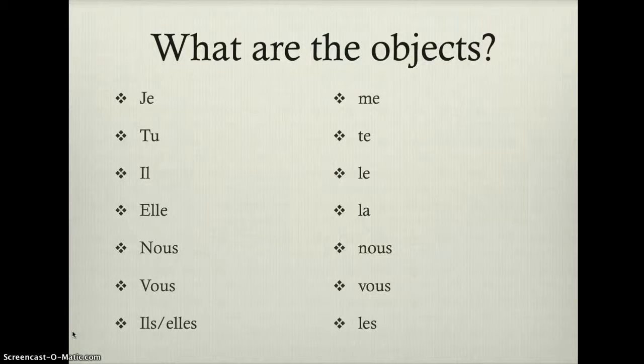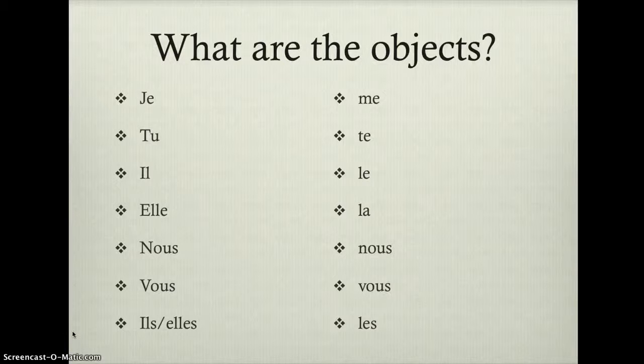All right, what are the objects? Je goes with me. So if he sees me, me being the direct object, you would say il me voit. Tu goes with te. So if I see you, je te vois. All right, il goes with le. And again, il can be an object. It could be, let's see, l'appartement is masculine, and it could be il if you're referring to it, because the French don't have a non-gendered it. Everything is either male or female, masculine or feminine. So, je le vois, I see him. Je la vois, I see her.